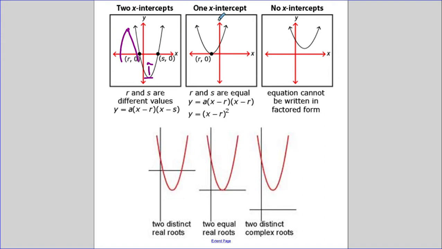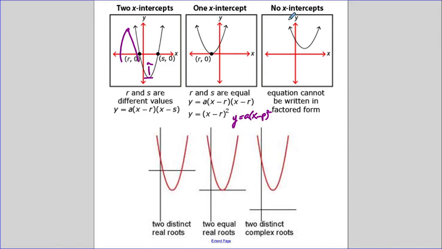I could have 1 x-intercept in this case if my r value is the same. And so in factored form, basically this is saying x minus r squared, or in vertex form, I could have y is equal to a, x minus p squared, okay, where it just has one distinct root.